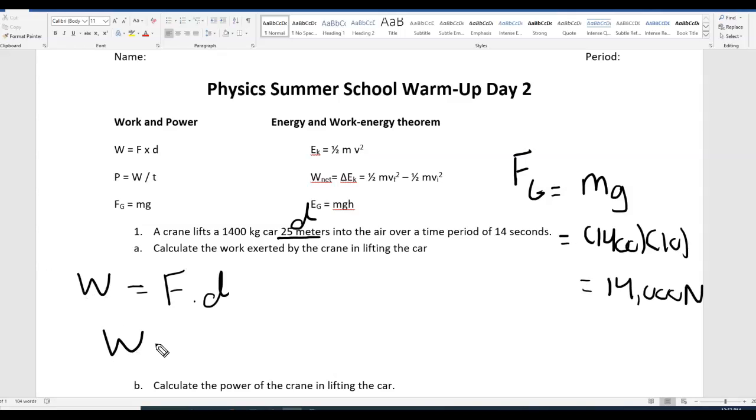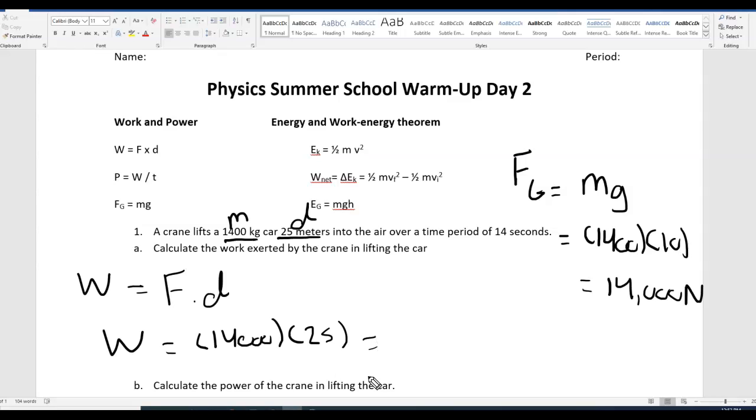So when I go to plug in the force I'm using to lift the 1,400 kilogram car, remember kilogram is mass, so the force is not 1,400 but 14,000. So 14,000 times the distance, which is 25.